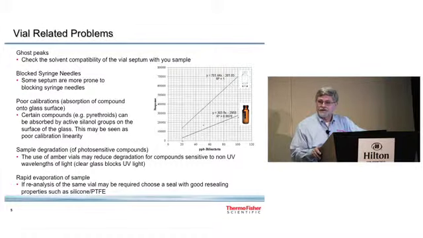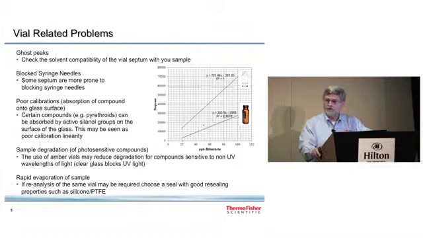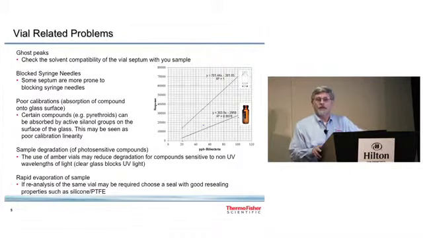Poor calibrations. We found that we had pyrethroids sticking to the sides of one type of vial, and it didn't stick to the other. So you want to make sure that you don't have silanol groups on the side of the vial grabbing compounds. And you can see over here on the right-hand side the difference in the calibration curve using two different types of vials.